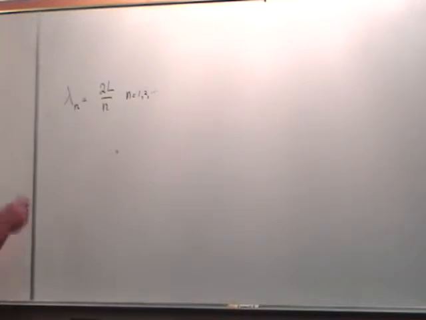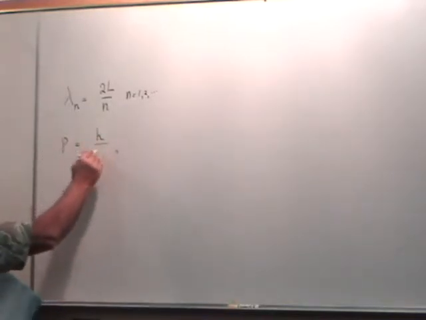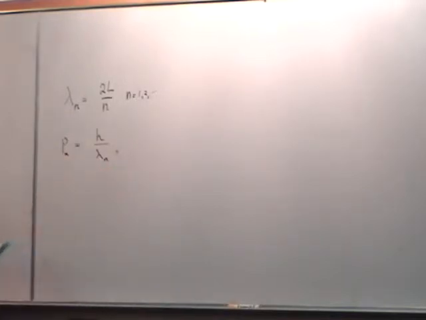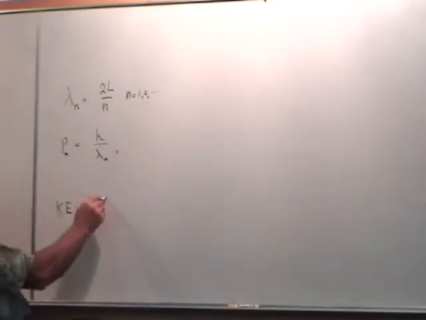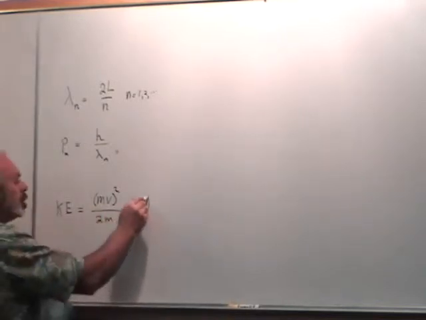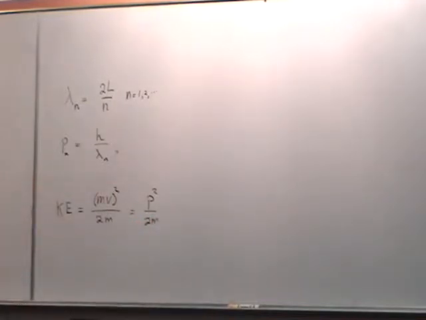Well, p, the momentum of the particle, is written as h over lambda. p sub n is going to be h over lambda sub n if you want to stick it in like that. Kinetic energy is equal to mv squared over 2, or if you wish, p squared over 2m. So I say right here, I've just made an assumption. What assumption have I made?